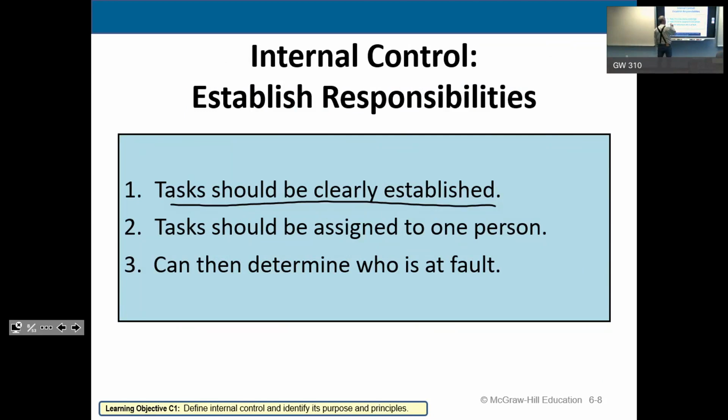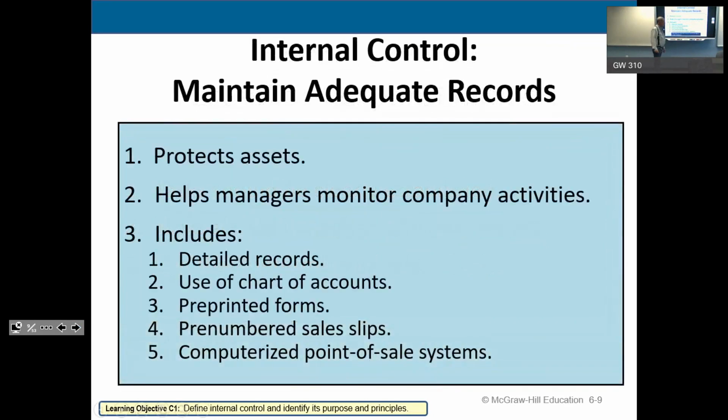Tasks should be assigned to one person. We can then determine who's at fault. You have to establish responsibilities in order to then figure out what went wrong. It's just logic. If everybody's wrong, you can't fire everybody.